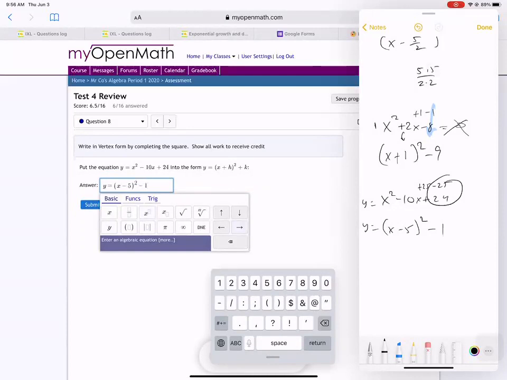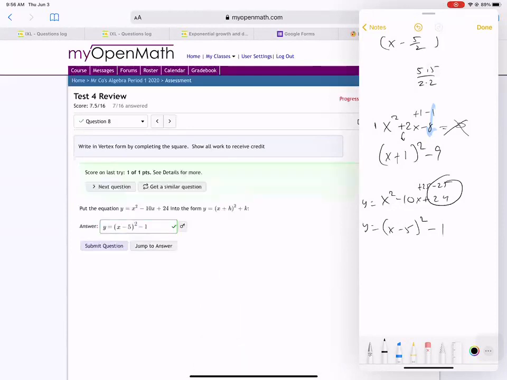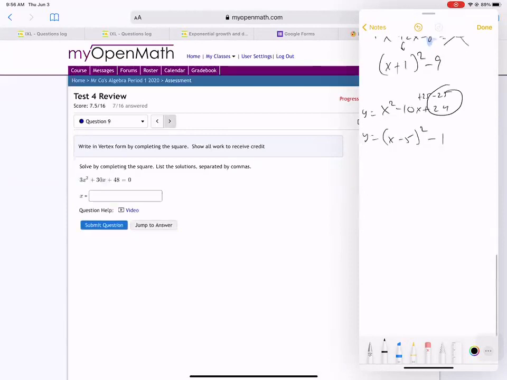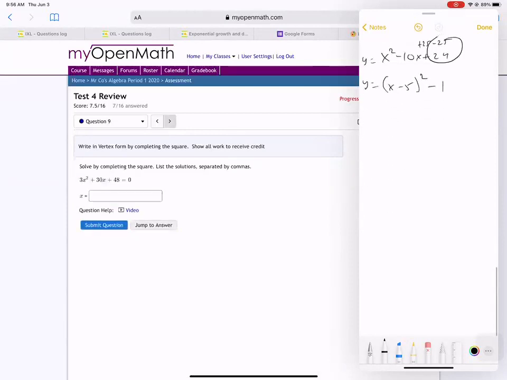So if I'm stuck in exponent, I'm going to use the arrow right here to bump myself over. All right. Okay. I'm trying to get through these questions so you guys will have something to work on if you get stuck.